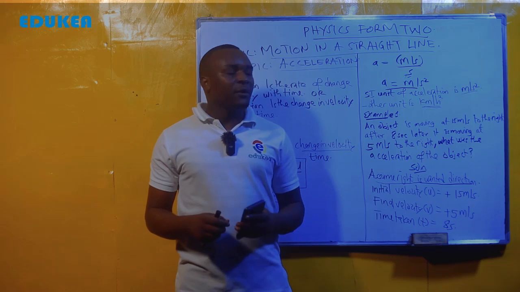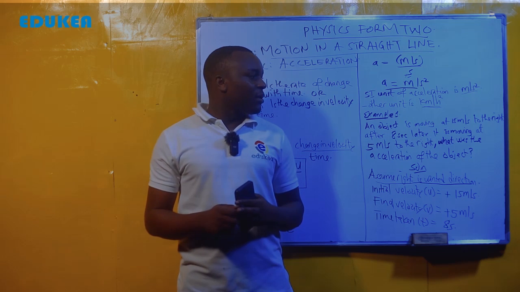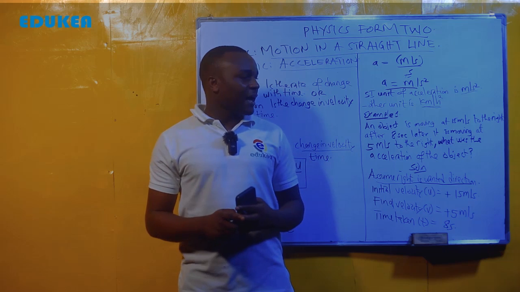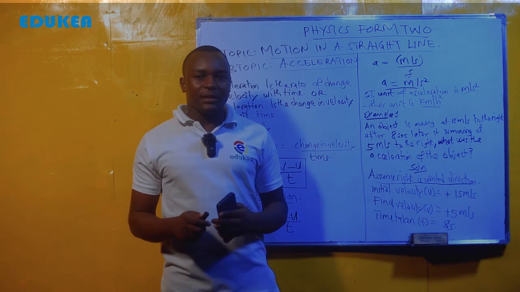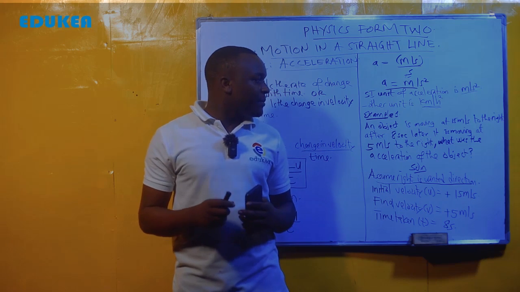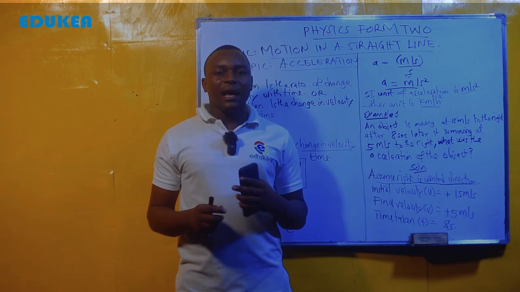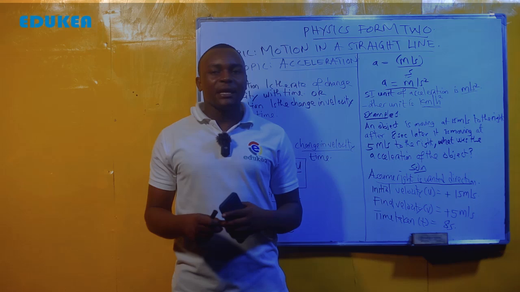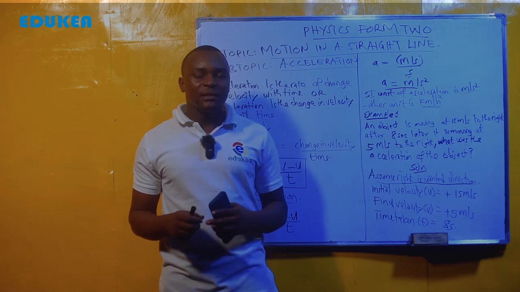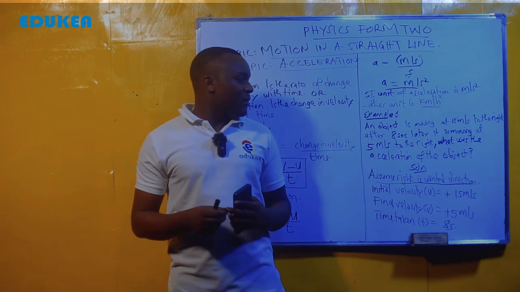Now let's consider some examples on how you can work with the parameters involving acceleration, velocity and time. The first example states that an object is moving at a speed of 15 meter per second to the right, but 8 seconds later it is moving at 5 meter per second to the right. The question is, what was the acceleration of the object?